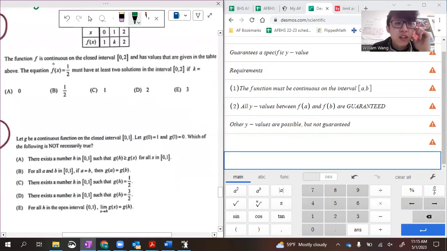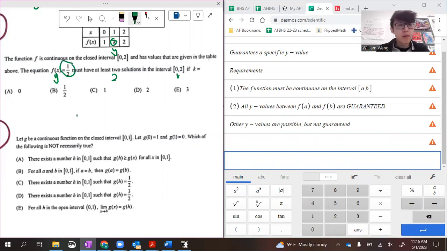Next problem. The function f is continuous on the closed interval from 0 to 2 and has the values that are given in the table above. The equation f of x is equal to 1/2, so this is a y value, must have at least 2 solutions, so 2 guarantees on the interval from 0 to 2. These are x values. If k is equal to what? So k here, you'll see, is a y value. All right, so my function goes from y values of 1 to something to 2, right? And I want to guarantee 1/2.